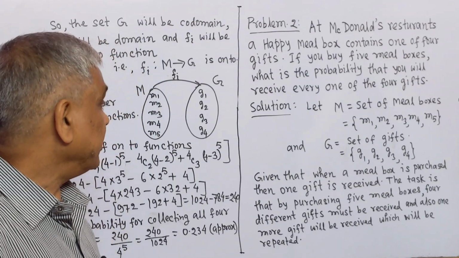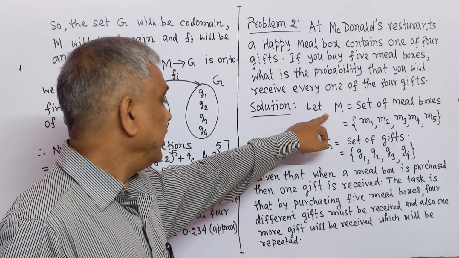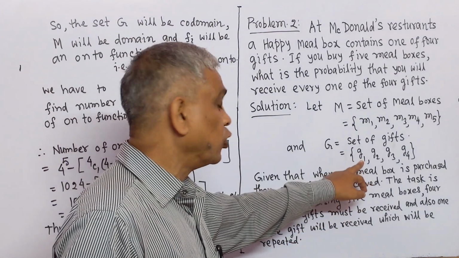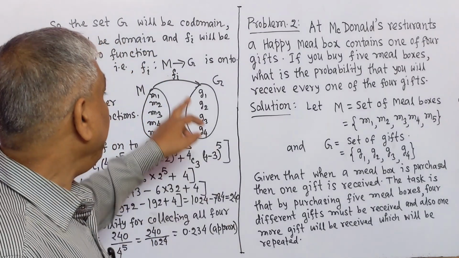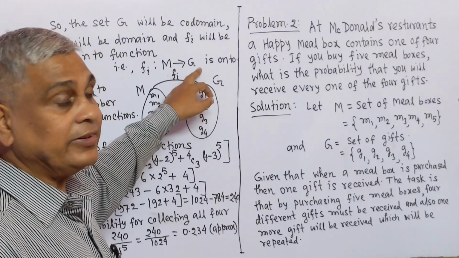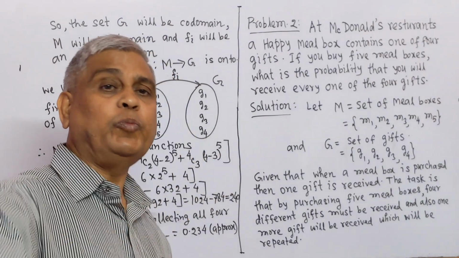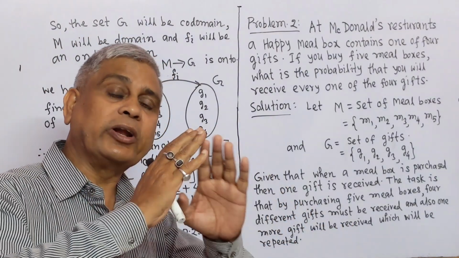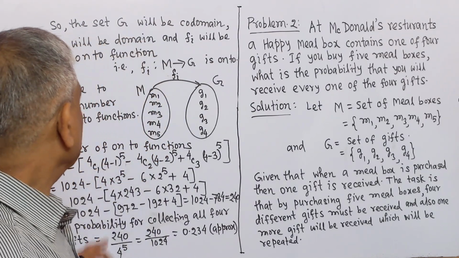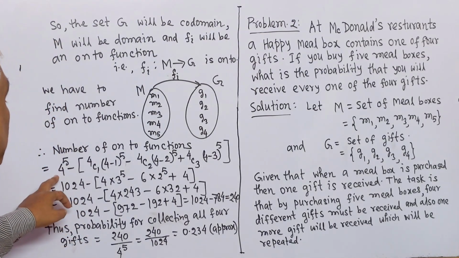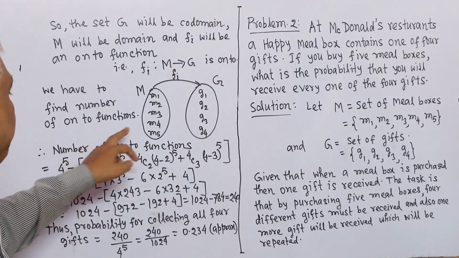So, we consider the set G, the set of gifts, as codomain, and then M will be the domain, and for each member of the codomain there must be a pre-image. That is, f is a function defined on set M to G, and this function is an onto function. So, we have to find the number of onto functions so that we will get 4 different gifts by purchasing 5 meal boxes. So, the number of onto functions will be 4 to the power 5. Here 4 means the number of elements in the codomain, and 5 is the number of elements in the domain.